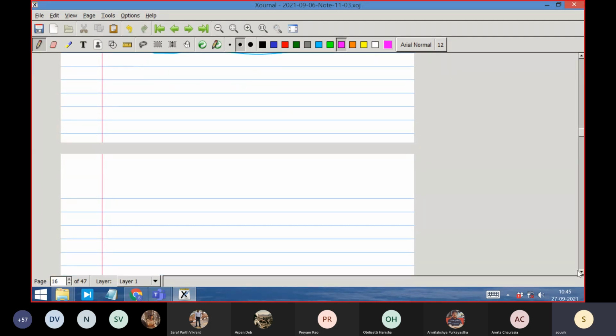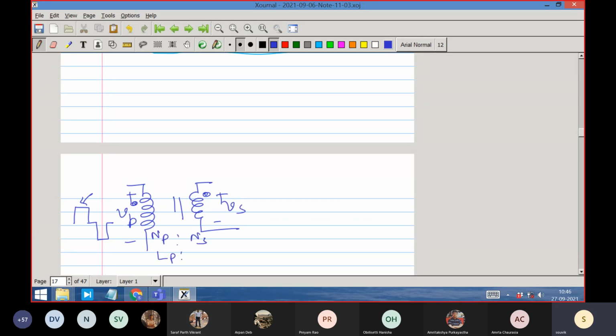Let me draw the circuit first. What is the secondary side circuit? The secondary side circuit has a transformer, secondary coil, obviously primary coil. I have understood that this voltage is plus VG0, minus VG0. This is plus minus VP. This is dot, this is dot. This is plus minus VS, NP, NS, LP, if you want, LP, LS. That is the transformer. And this voltage level is plus VG minus VG, the voltage level with which we are driving the primary side.